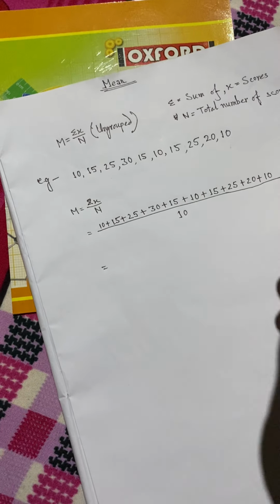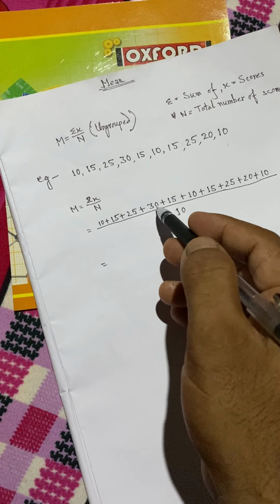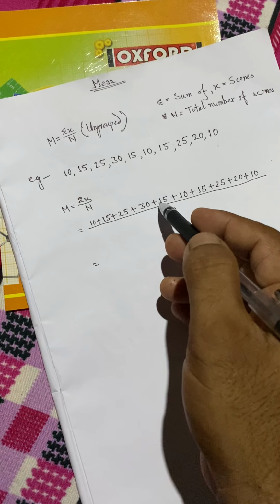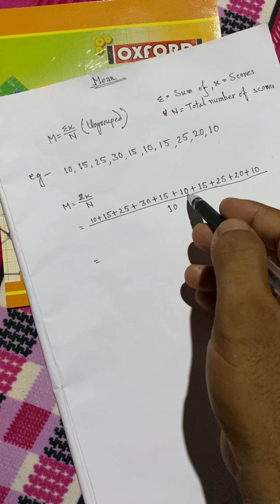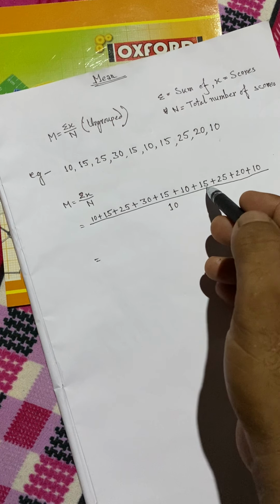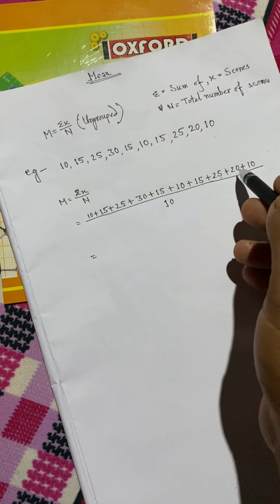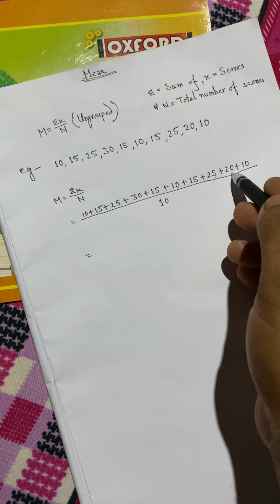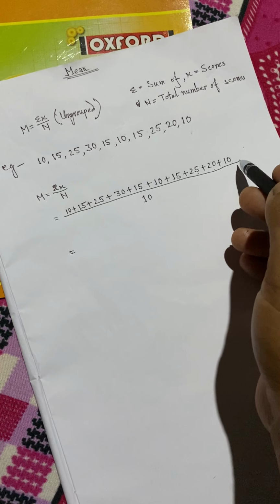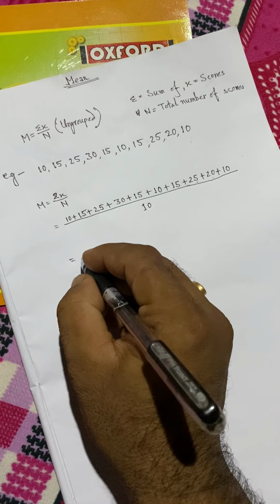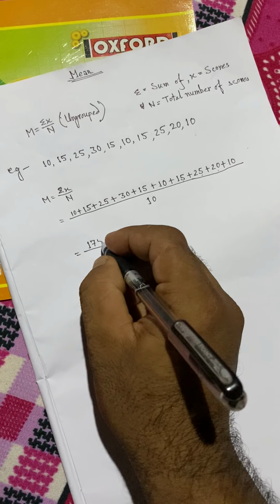So if you add all these numbers, then how much? 10 plus 15, 25, 25 plus 25, 50, 50 plus 30, 80, 80 plus 15, 95, 95 plus 10, 105, 105 plus 15, 120, 120 plus 25, 145, 145 plus 20, 165, 165 plus 10, 175. Is it correct? 175.